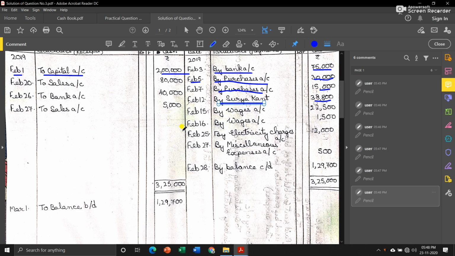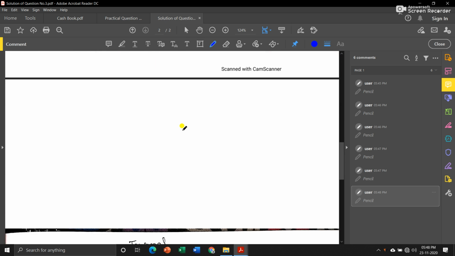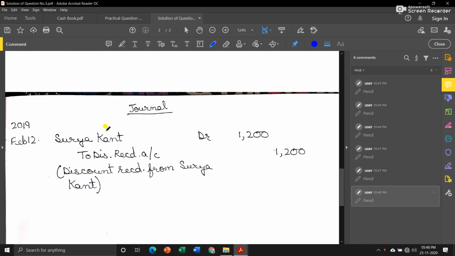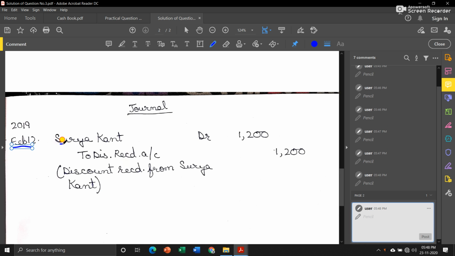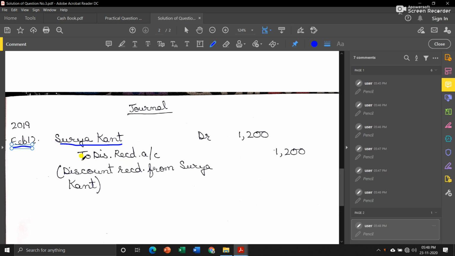So for that discount received amount, what we will do is that we will pass journal entry by mentioning date February 12. Since Suryakant is the receiver, so we will debit his account, and discount received account is always credited. So amount is 1,200. So discount received from Suryakant. This is nothing but it is known as journal proper. Now journal proper is nothing but all these transactions which do not find its place in other subsidiary books, we will pass journal entries for them, and that is known as journal proper.